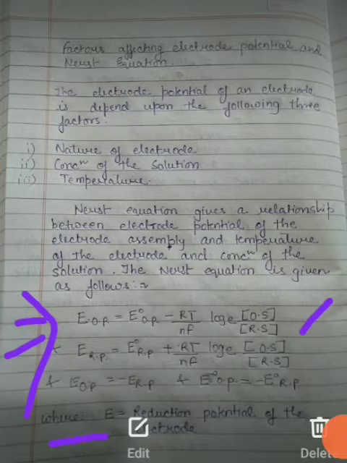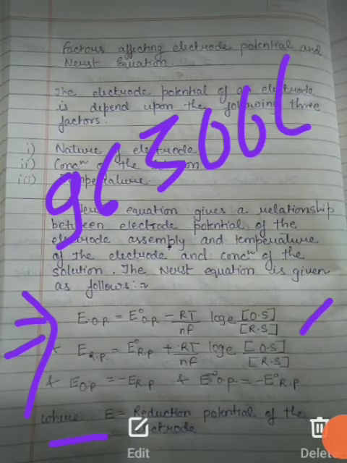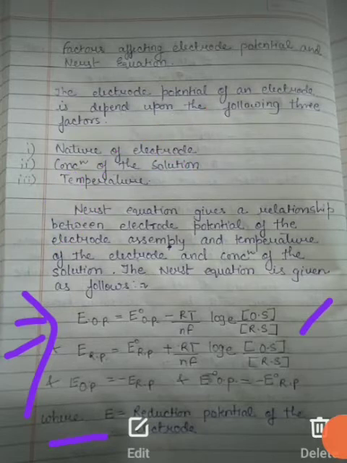Here F is 1 Faraday, that is Faraday's constant, which is equal to 96500 coulomb. Then T is the temperature, and it is represented in Kelvin. And here you are seeing small n. Small n is nothing but the number of moles of electrons gained by 1 mole of oxidized state. The number of moles of electrons gained by 1 mole of oxidized state.